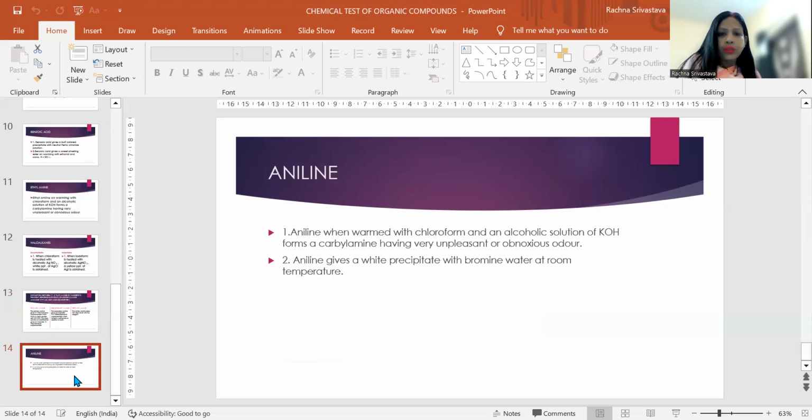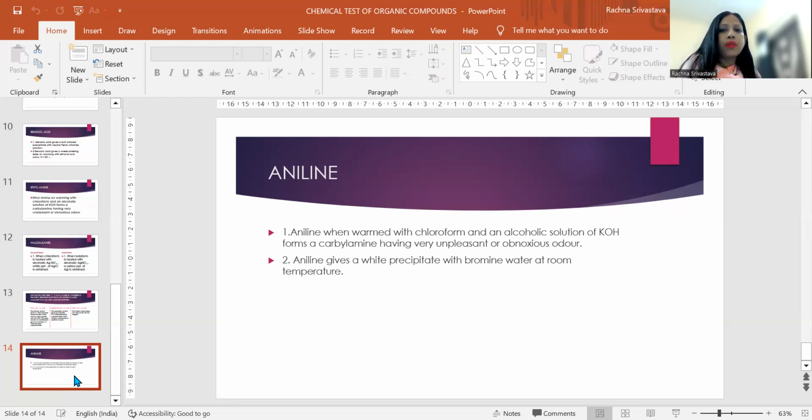Then comes the last one, your aniline. Aniline, when warmed with chloroform and an alcoholic solution of KOH, gives the same carbylamine test and an obnoxious odor is produced. And it gives a white precipitate with bromine water at room temperature.